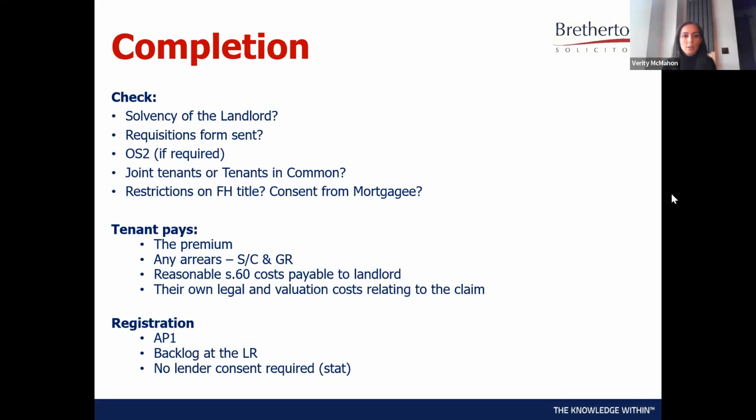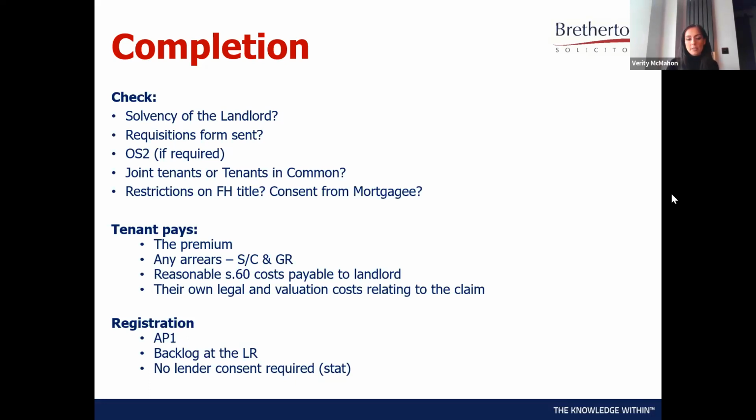There are plenty of FTT applications for cost orders, so there's plenty of precedents out there. Solicitors will know what is reasonable and will be able to advise their clients as such. After we've completed, the normal registration goes off to the Land Registry. So with an AP1, as we all know, probably in the industry, there's a massive backlog at the Land Registry. It's taking probably about 18 months to 2 years at the moment, I think, to get that registered.